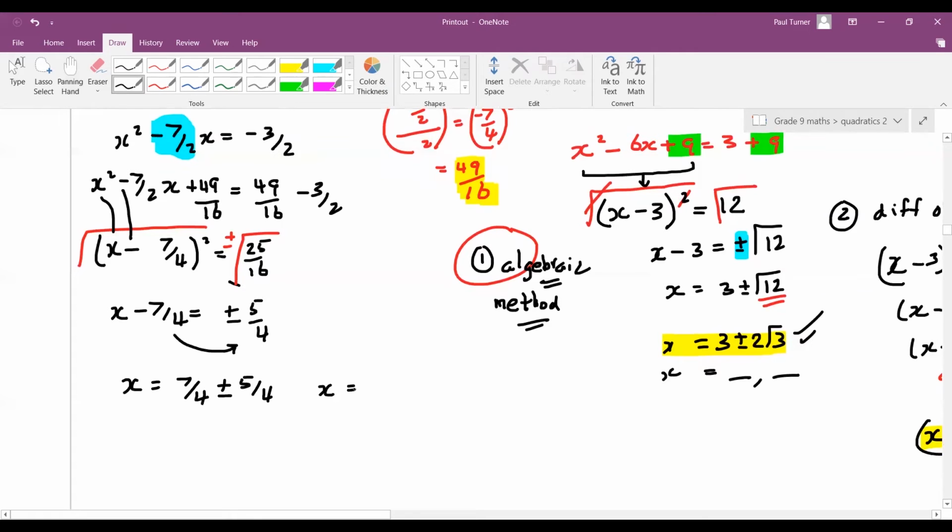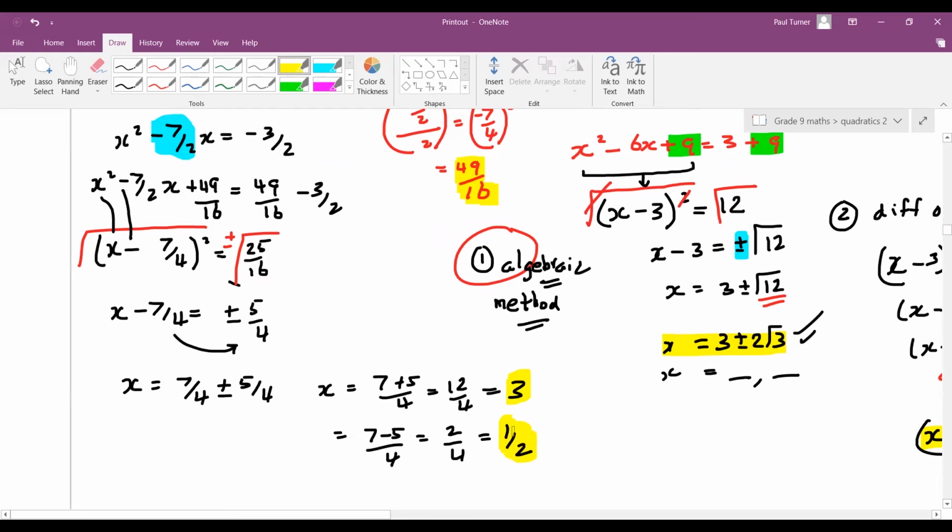So you can see there's going to be two answers, 7 plus 5 on 4, which is 12 on 4, which is 3. And then you've got 7 on 4 minus 5 on 4. So 7 minus 5 on 4 from this one here, the negative sign. So you get 2 on 4, which is a half. Okay, so they're your two solutions, 3 and a half.